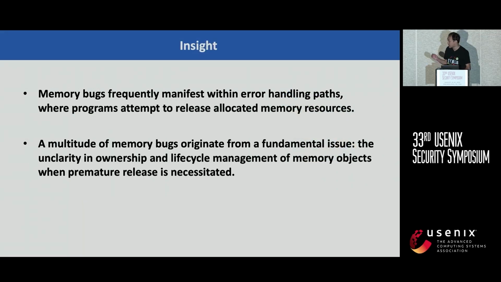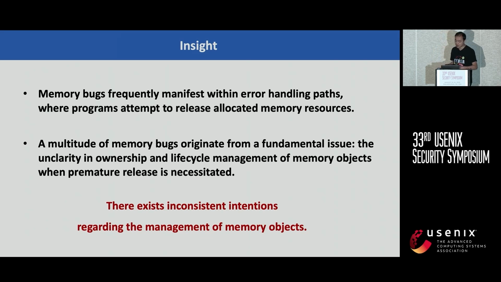And here comes our insight. We found that most memory release operations exist in error handling paths, where most memory bugs also occur. Besides, the causes of these bugs can be concluded as unclarity of ownership and of the lifecycle management of memory objects. So we introduce the concept of intention, which refers to how a function intends to manage a memory object, both of itself and of its callee. In this way, inconsistent intentions between a caller and a callee lead to problematic memory management.